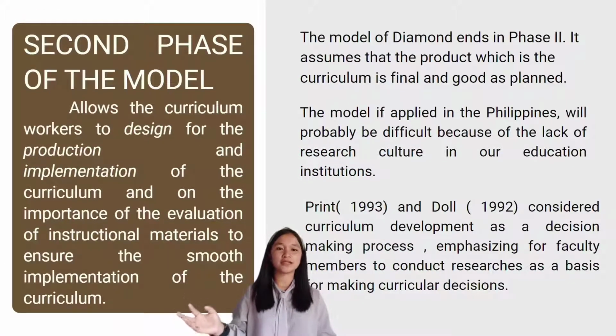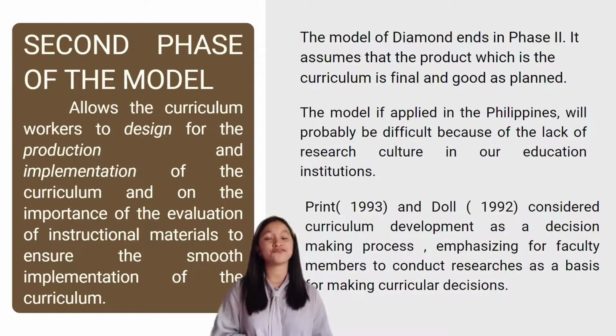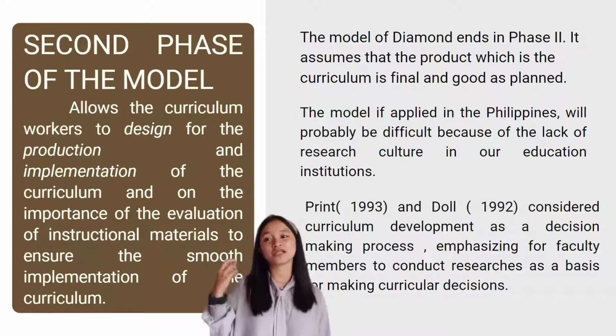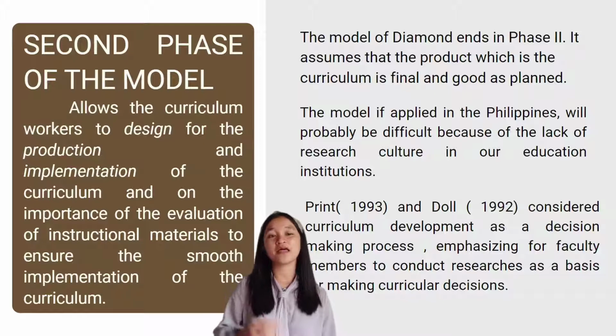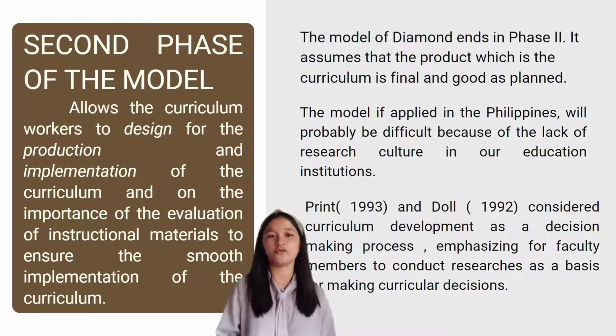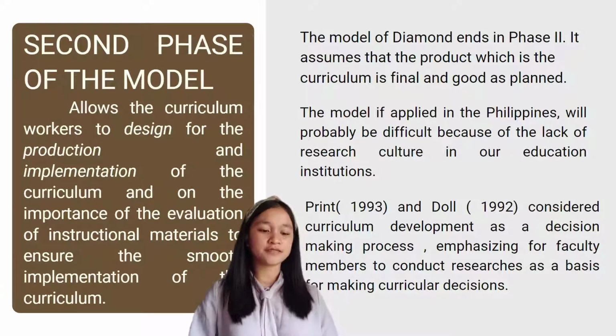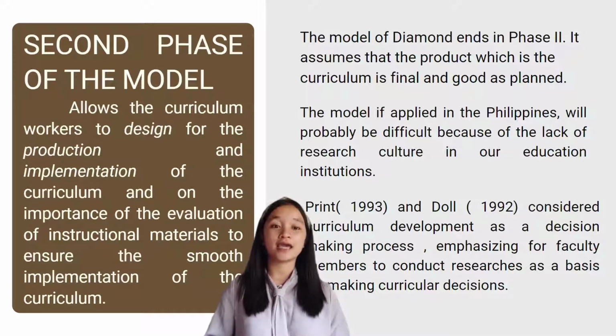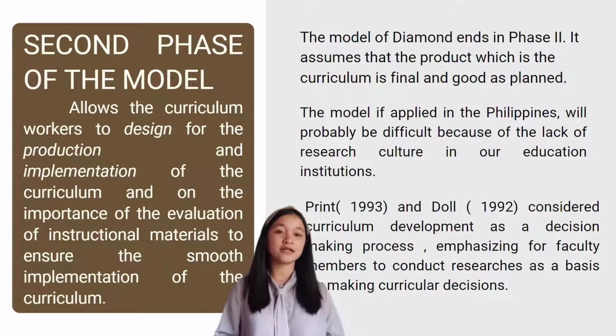The second phase of the model allows the curriculum workers to design for the production and implementation of the curriculum and on the importance of the evaluation of instructional materials to ensure the smooth implementation of the curriculum. As I have discussed earlier, the second phase of the model undergoes a process. There are 7 steps in phase 2. The model involves a series of tasks which, if carefully followed, may result in a relevant and effective curriculum. Similar to the weaknesses of linear models presented earlier by the reporter, the model of Diamond ends in phase 2.